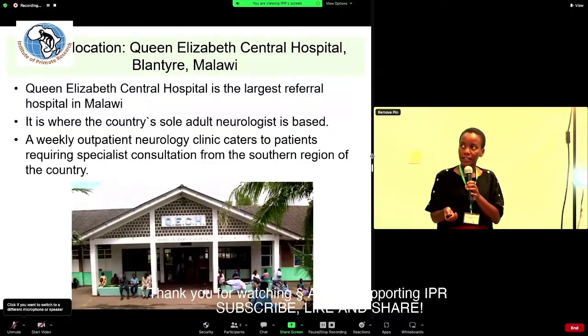The location would be at Queen Elizabeth Central Hospital in Blantyre, Malawi. This is the largest referral hospital in Malawi, and it is where the country's only adult neurologist is based. There is a weekly outpatient neurology clinic that caters to patients requiring specialist consultation, mainly from the southern region of Malawi, but some are also referred from other regions of the country.